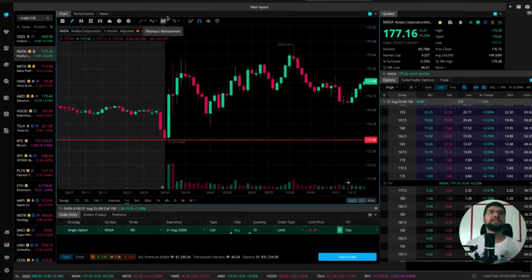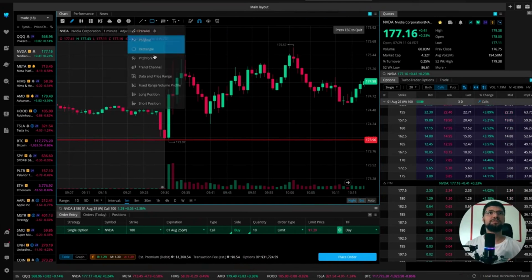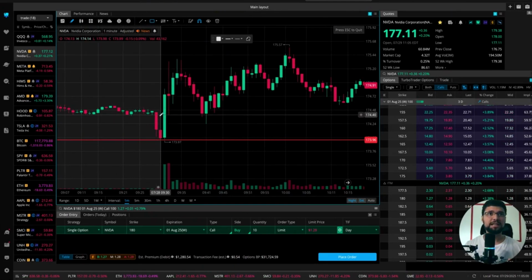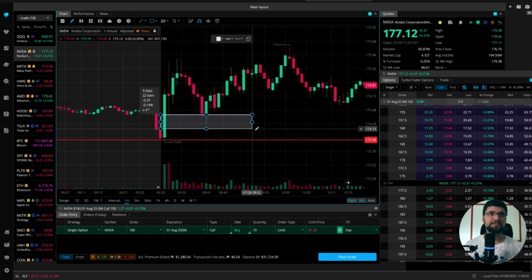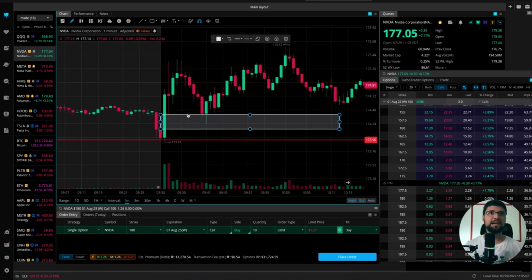I'm going to get the rectangle drawing here, and I'm going to start at this wick to the right and go down and meet this wick to the left. So that is the fair value gap right there.